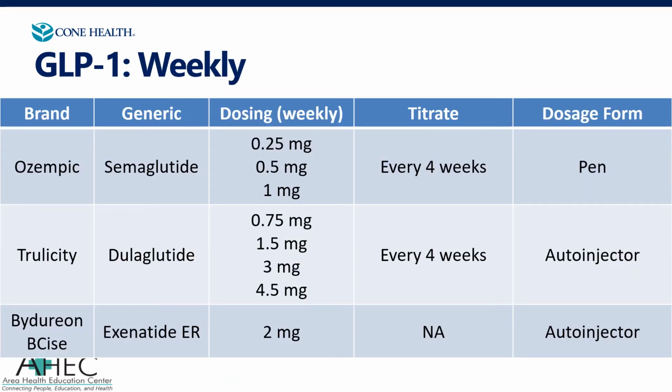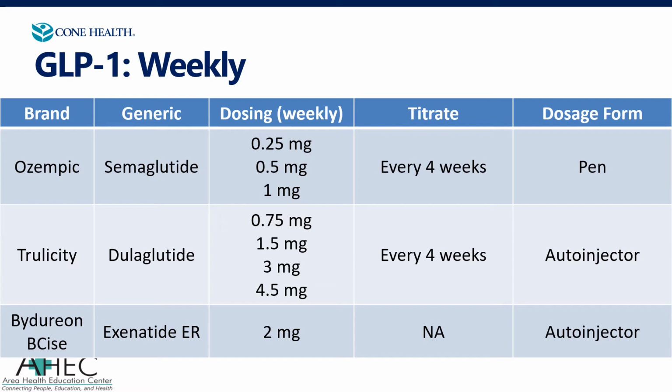Some of the GLP-1s are administered once a week, whereas others are administered once a day. So these medications are given once weekly, including Ozempic or semaglutide, Trulicity or dulaglutide, and Bydureon or Bydureon BCise, which is exenatide extended release. And these also have different dosing levels that are titrated every 4 weeks, as you can see here. And they also come in different dosage forms.